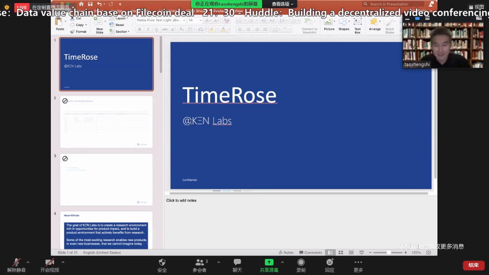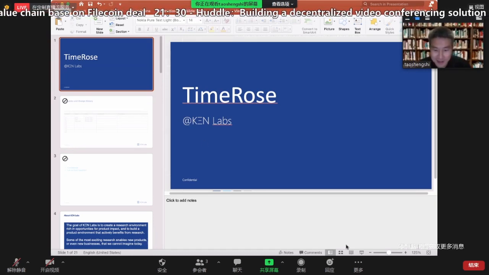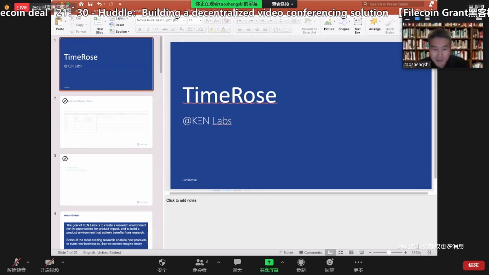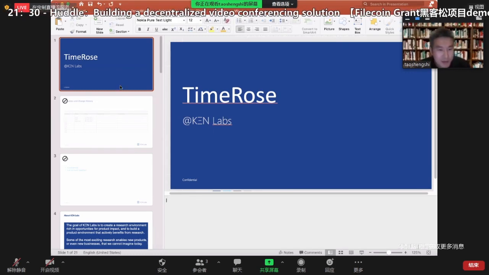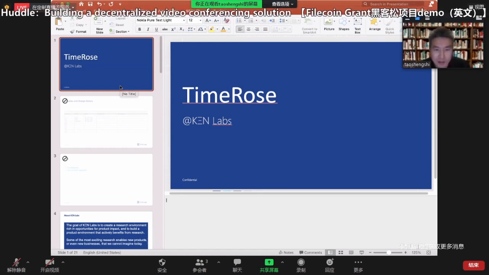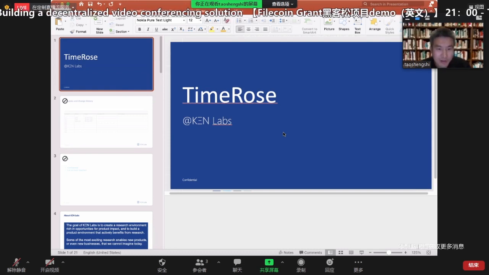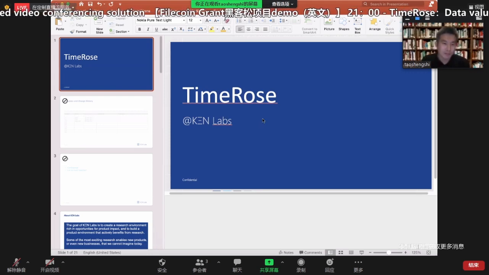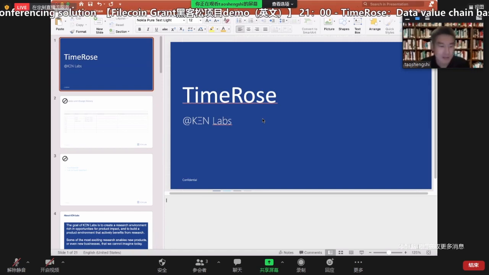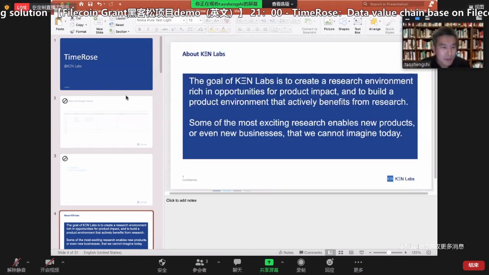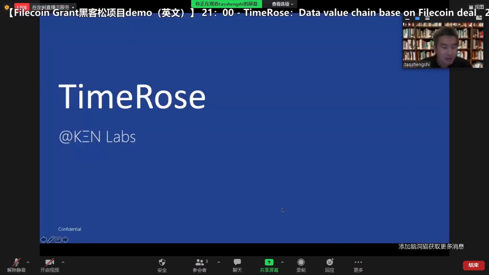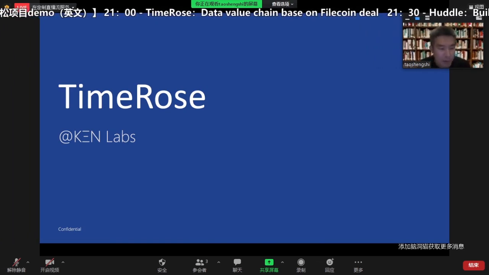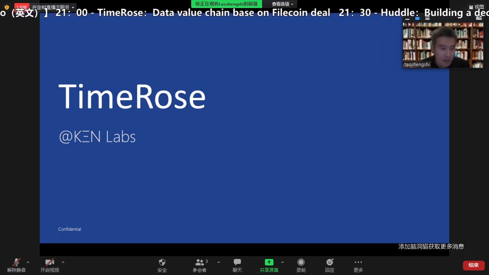Thanks, everyone. Today, I will share my TimeRose project about Filecoin NFT and the data value chain based on Filecoin and IPFS. The TimeRose is one project of Ken Labs. Firstly, let me introduce Ken Labs.